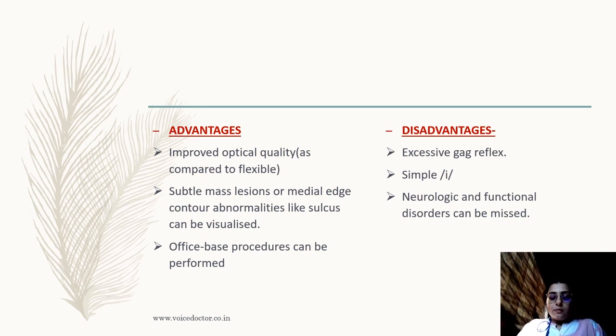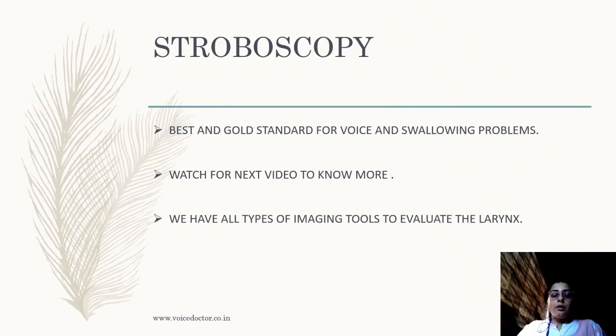Before I had a stroboscopy system, I was doing both the flexible and the rigid laryngoscopy for all my patients, with the intent that the disadvantage of one will be taken over by the other. With that, I used to get a complete evaluation of the patient who was suffering from voice, swallowing or breathing difficulty. But now I have the best system, which is the stroboscopy system, to assess any patient with voice and swallowing problems. I do have all other systems as well. Because stroboscopy today is the gold standard, I have made a dedicated video for the same, which will be coming up after this video.